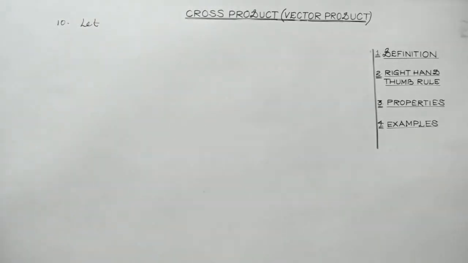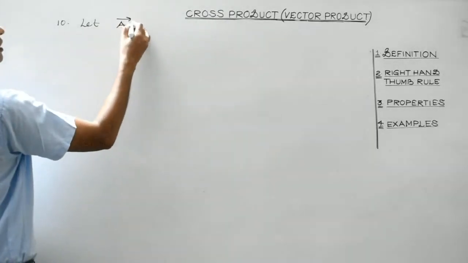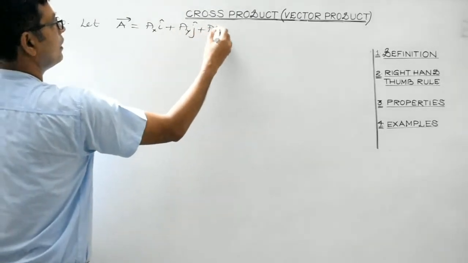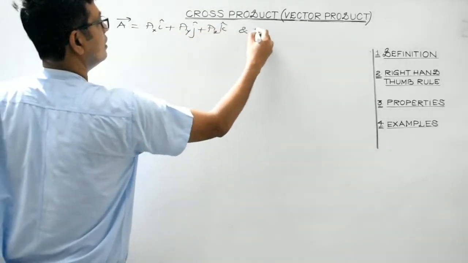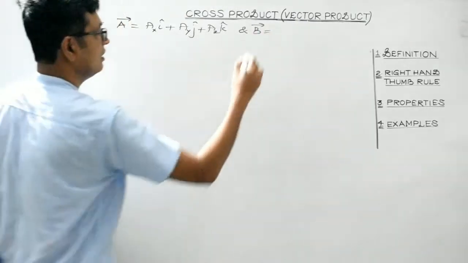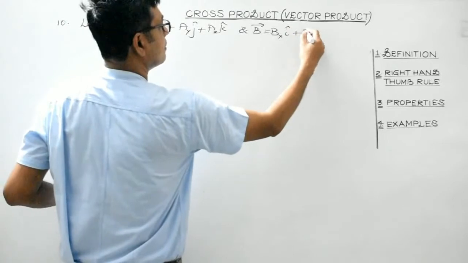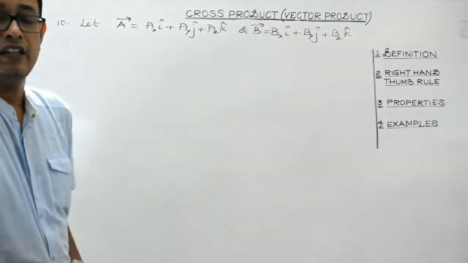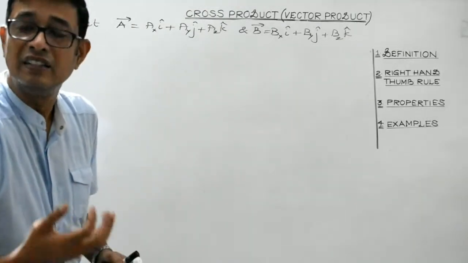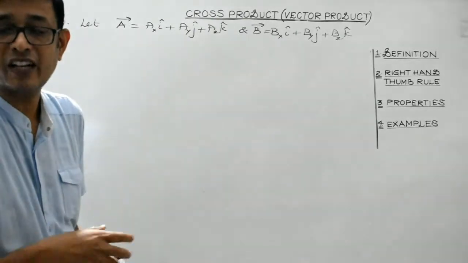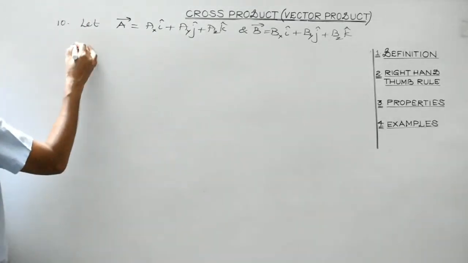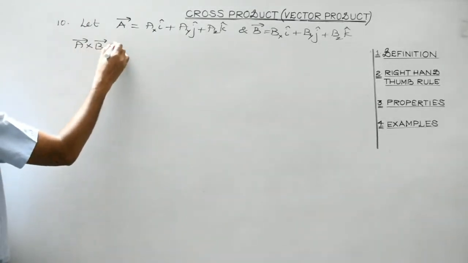Let us represent a vector and b vector, right? So let a vector be equal to ax i cap plus ay j cap plus az k cap, and b vector will be represented by bx i cap plus by j cap plus bz k cap. Clear? ax, ay, az, bx, by, bz. These are the components of a vector and b vector along the directions of x, y and z axis respectively. So what we are supposed to do is find out the cross product of these two.